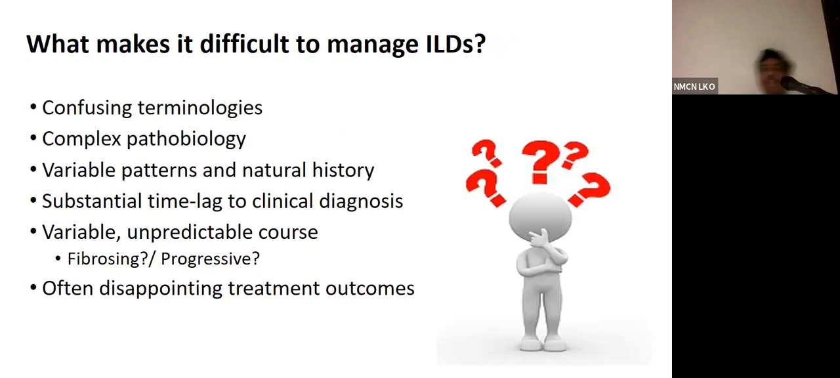So what is making ILD difficult to manage? There are confusing terminologies, complex pathobiology, variable patterns and natural history of the disease, substantial time lag to clinical diagnosis, and a variable and unpredictable course, sometimes fibrosing, sometimes progressive, and often very disappointing treatment outcomes.